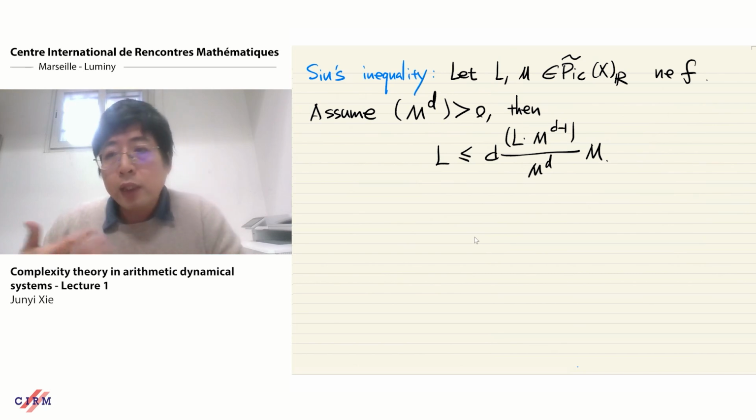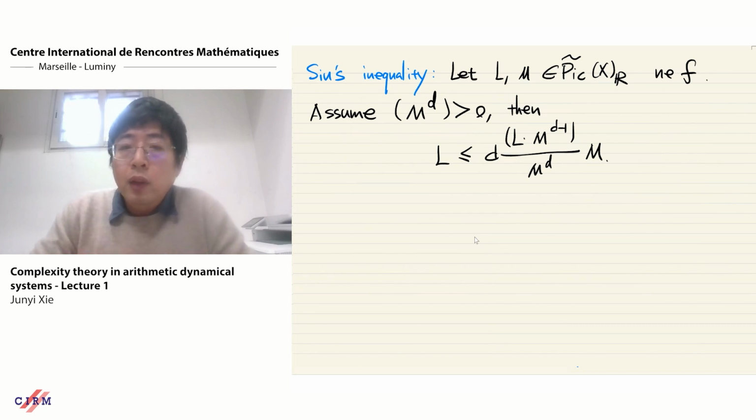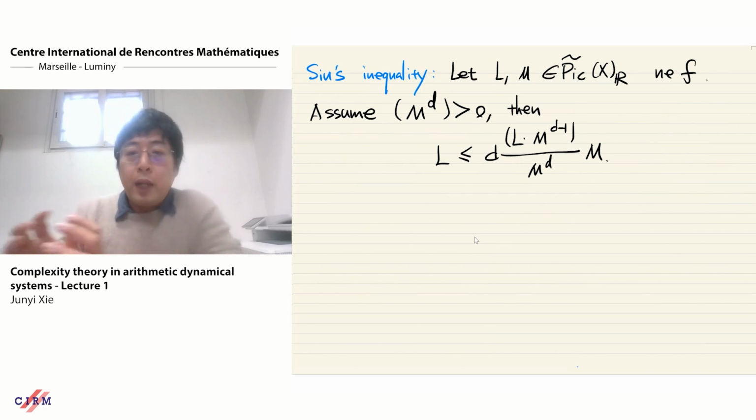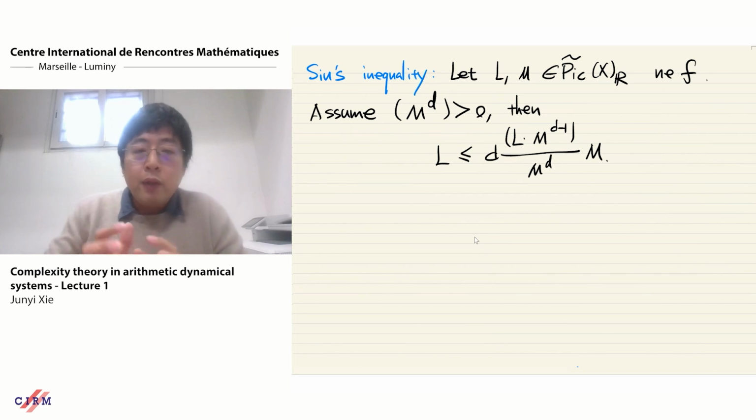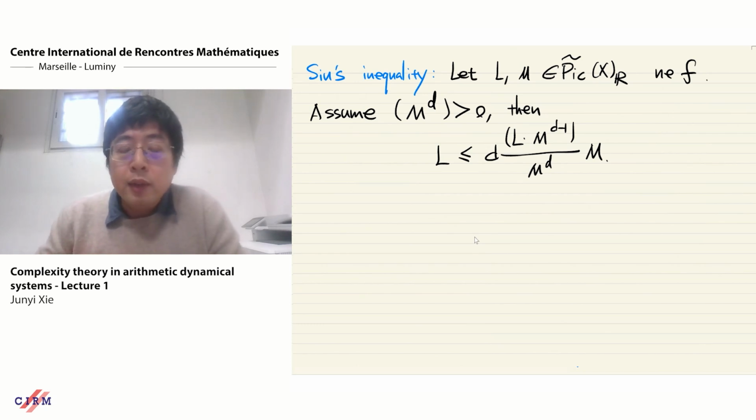So I think the key ingredient of the proof of Dang is this Siu inequality. It says that if you have two line bundles L, M on some model, which are nef, and you assume this M is also big, so M^d is larger than zero, then you can control L by this M. So it's L^d less than or equal to d times this intersection number (L times M^(d-1)) over (M^d) times M.